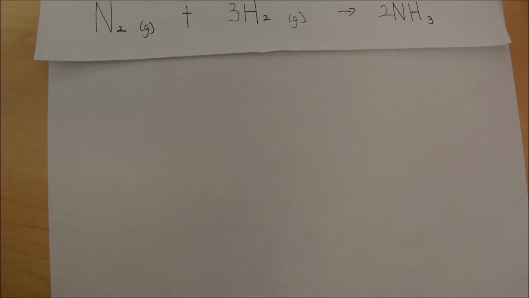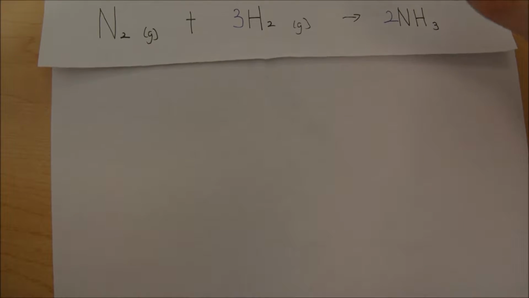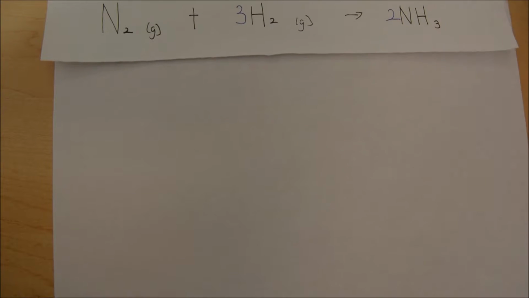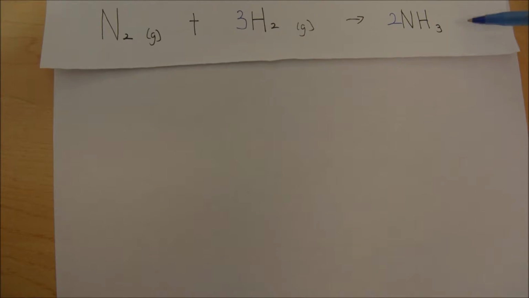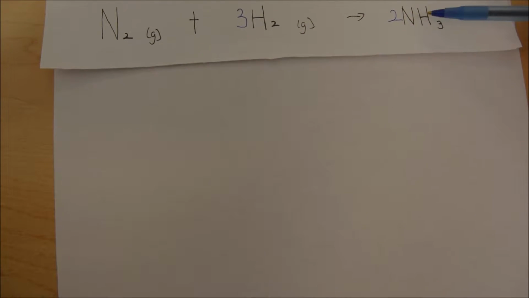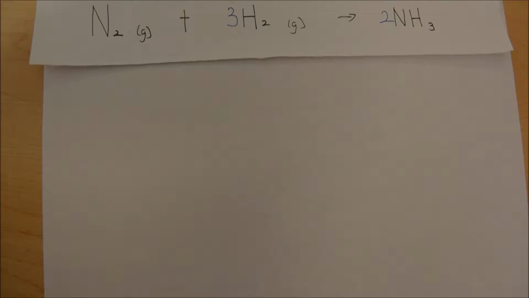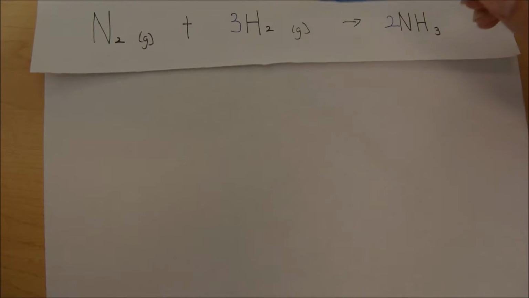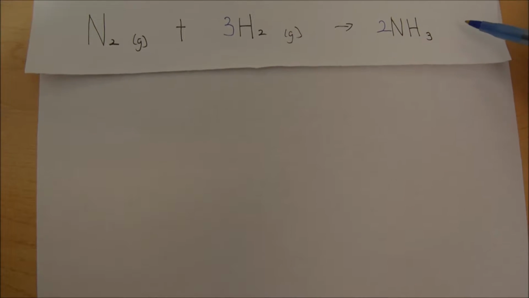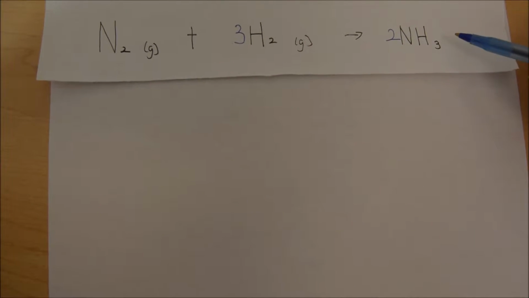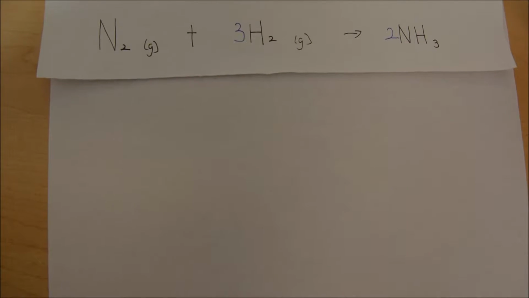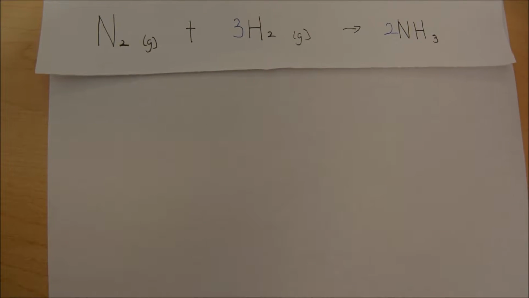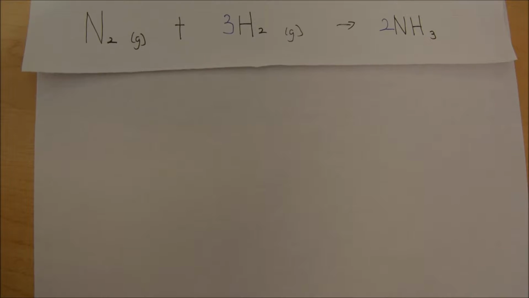Okay, now let's take a look. On the reactant side, there are 2 nitrogen atoms. On the product side, there are also 2 nitrogen atoms. So the nitrogen atoms are balanced. Okay, next, on the reactant side, there are 6 hydrogen atoms. On the product side, there are also 6 hydrogen atoms. So the hydrogen atoms are also balanced. This is how you balance this equation.